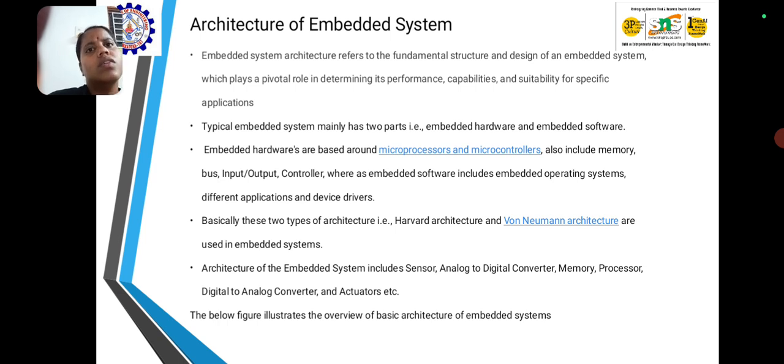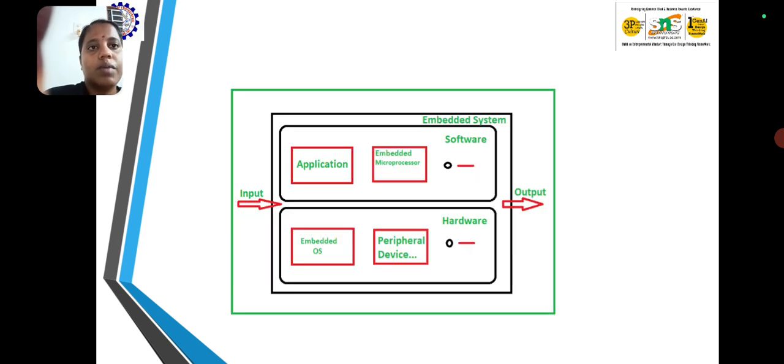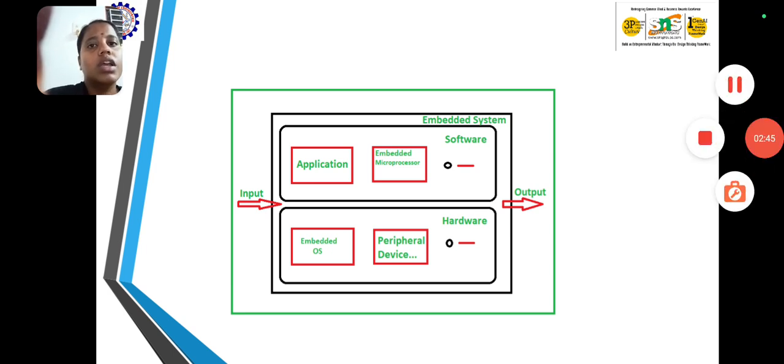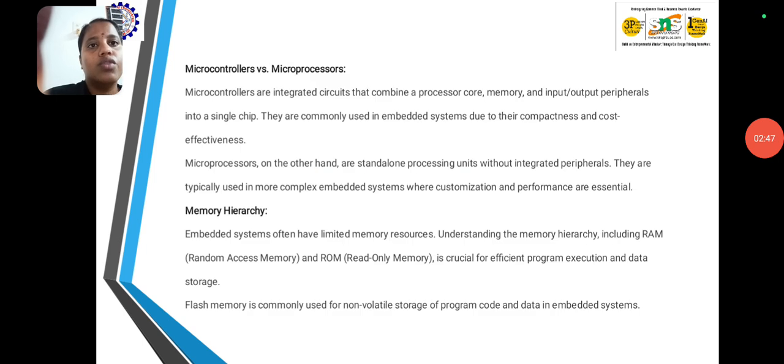The sensor is basically used in automation. Next, the converters, memory, processor, etc. Now let's see the overview of the architecture of an embedded system. This is the diagram where, first, in software we have an application and an embedded microprocessor, and in the hardware we have an embedded OS and the peripheral device where we give the input and get the output.